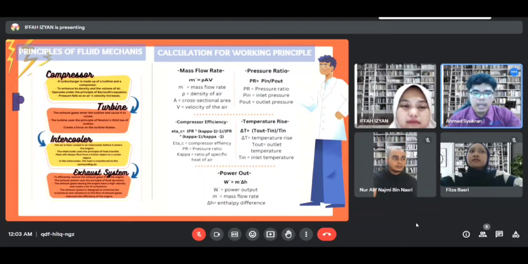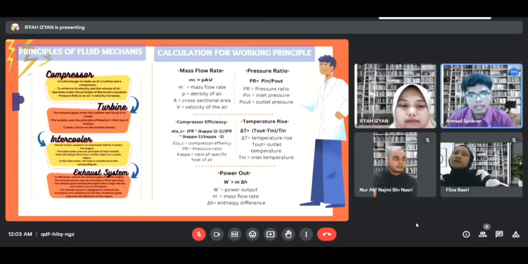Okay, first, the compressor uses the principle of Bernoulli's equation, which states that as the velocity of a fluid, in this case air, increases, its pressure will decrease. This principle is used to compress the incoming air. Second, turbine. The turbine uses the principle of Newton's third law of motion, which states that for every action, there is an equal and opposite reaction.